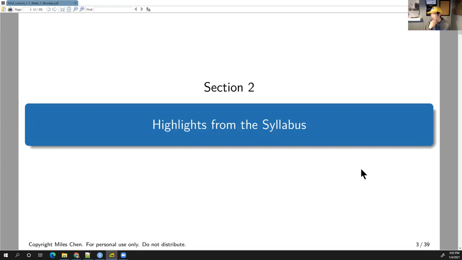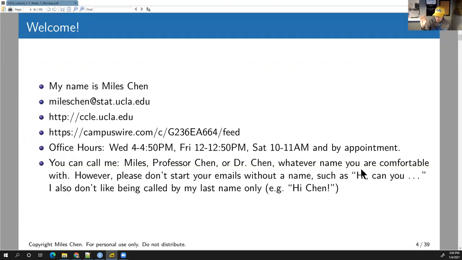Let's talk about our syllabus. I posted the syllabus. I imagine some of you read it, probably some of you haven't. Here are some highlights, and please do take the time to read through the syllabus this week. It's about 9 pages long, and it keeps getting longer every quarter because I keep adding more stuff.